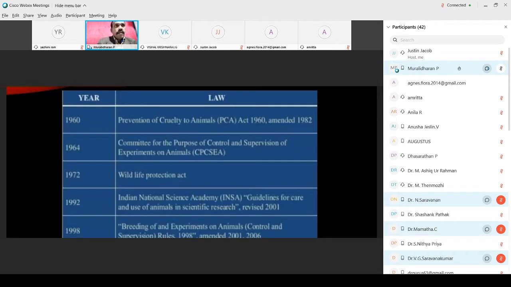And then in 1998, the breeding and experiments on animals rules, that was amended. It was control and supervision rules in 1998, which was amended successively in 2001 as well as 2006.